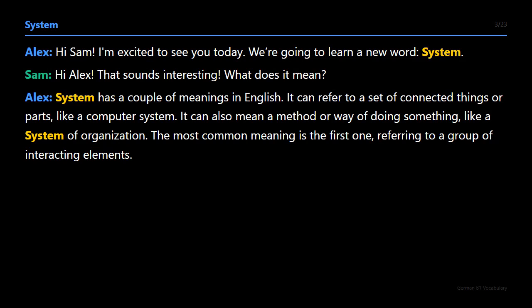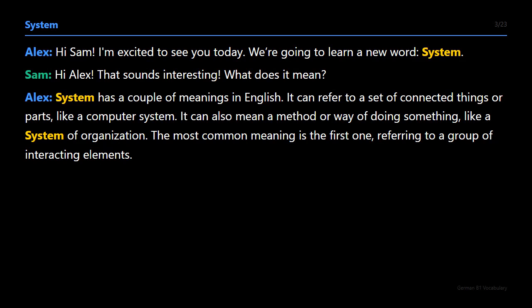System has a couple of meanings in English. It can refer to a set of connected things or parts, like a computer system. It can also mean a method or way of doing something, like a system of organization. The most common meaning is the first one, referring to a group of interacting elements.